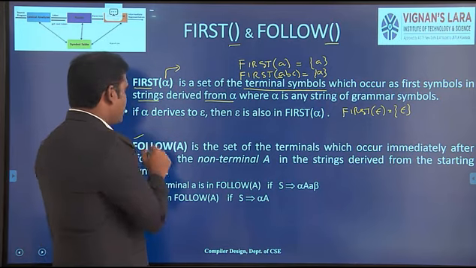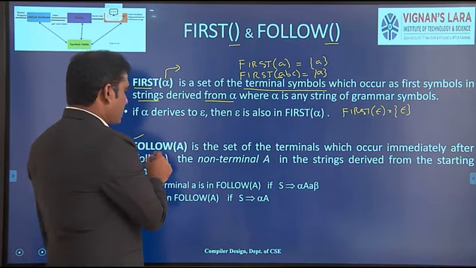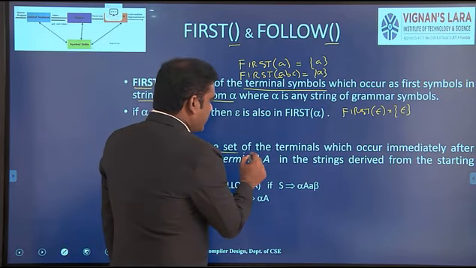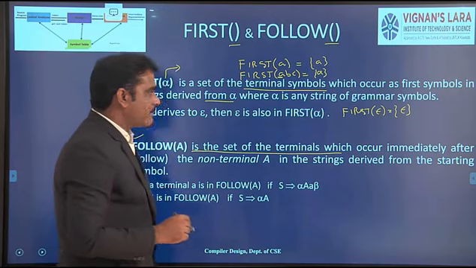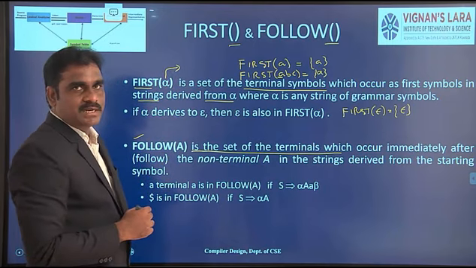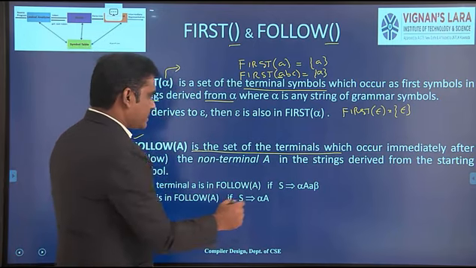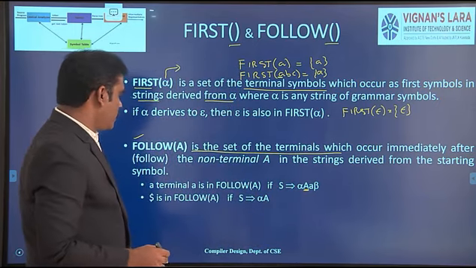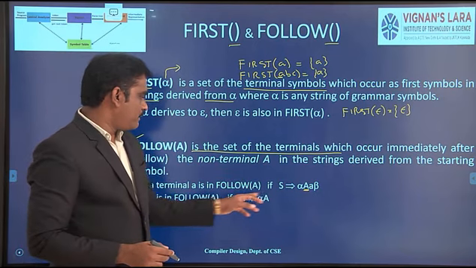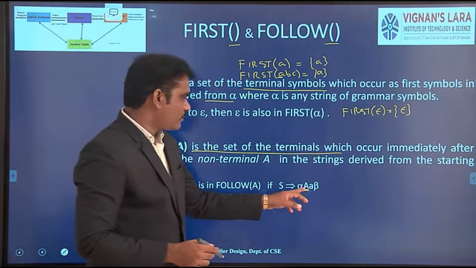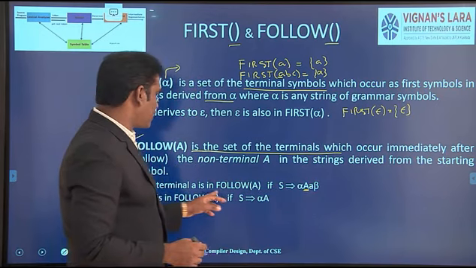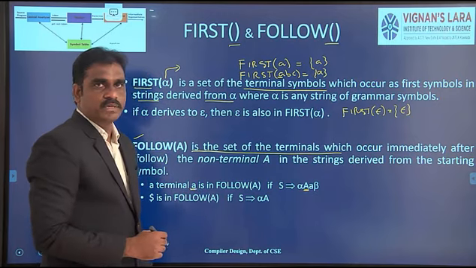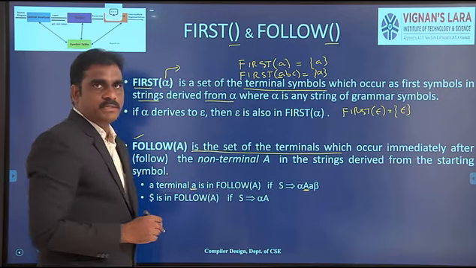Same way, the second one is the follow function. Follow of A. What is A? It is a set of terminals which occur immediately after the non-terminal A. For example, like this: alpha, A, beta. Here the follow of A means the result is beta. So like this we have to calculate the follow.